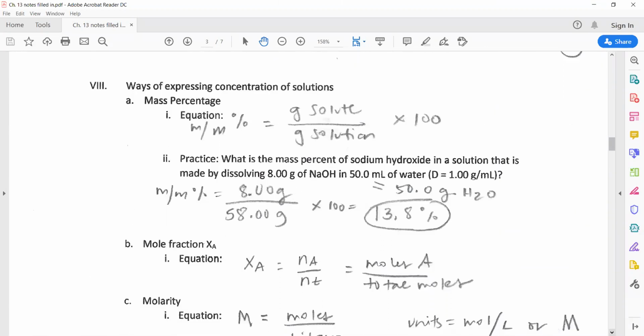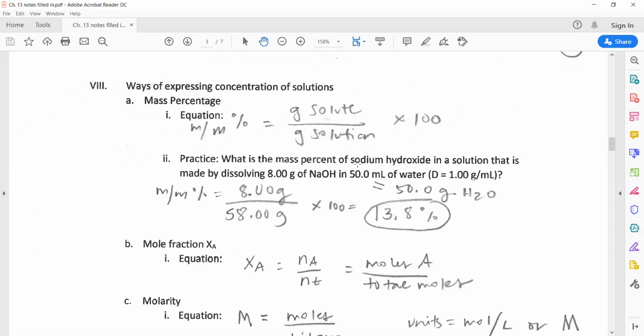There are lots of different ways of expressing how concentrated a solution is. Concentration is really just another word for how strong a solution is. So mass percentage is given here. Mass percent is calculated by taking grams of solute over grams of solution. What's important to note here is the solution is made up of the solute and the solvent. So we've got to have the combined mass on the bottom, times 100.